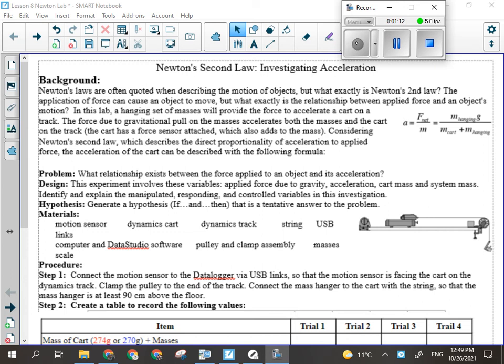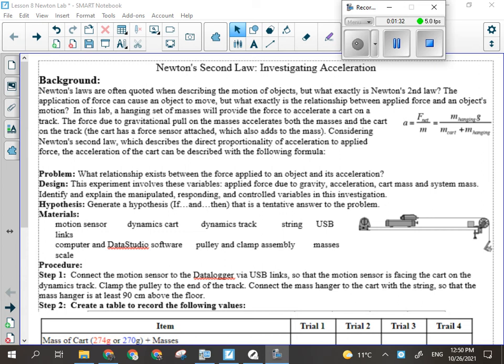Okay, I would suggest that probably the bottom loop. It probably won't matter, but the bottom loop might be a little bit better than the top loop, just because there's going to be some torsional force that could cause the cart to move slightly. Okay, all right. So that's where you tie on the string.